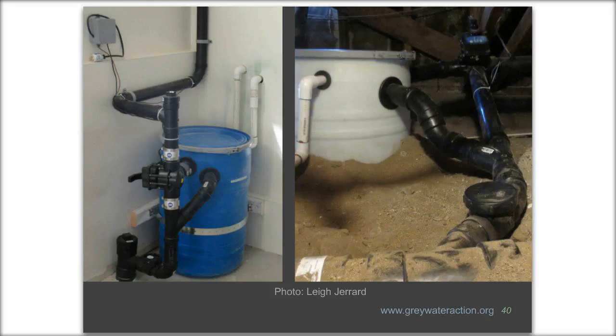The one on the right, that's in a crawl space. So the tank had to be buried under the ground, and you can see the gray water coming in. It's coming in the back. It's overflowing in the front right, and the white pipe going out is the pumped gray water.